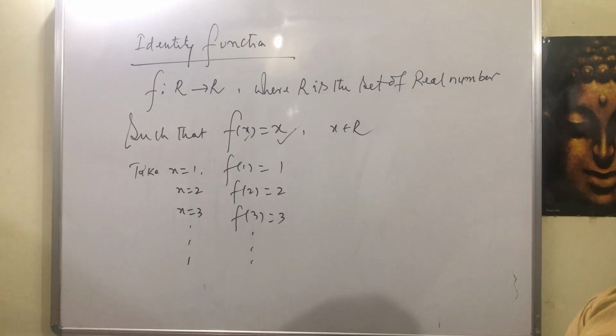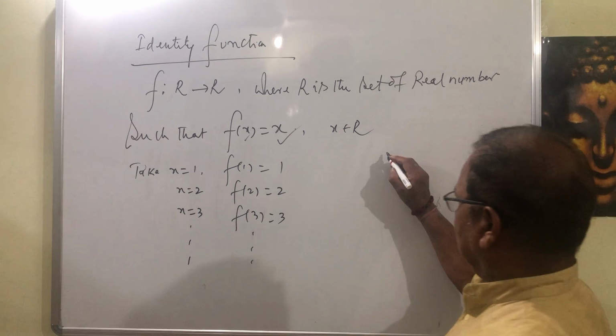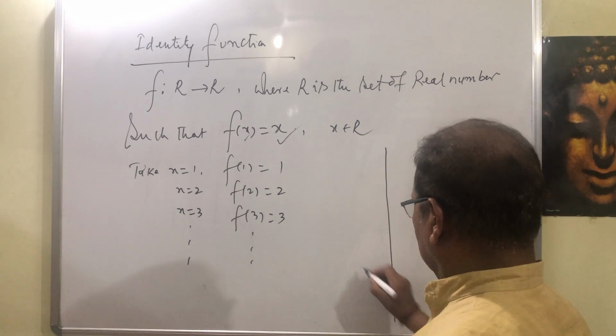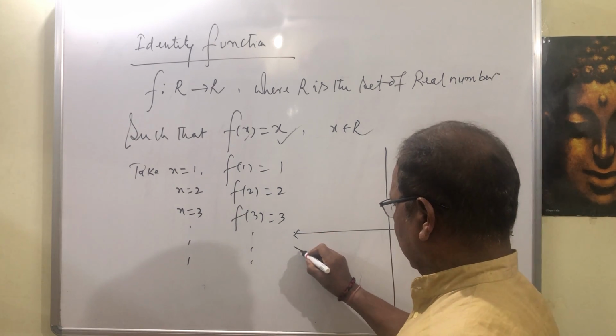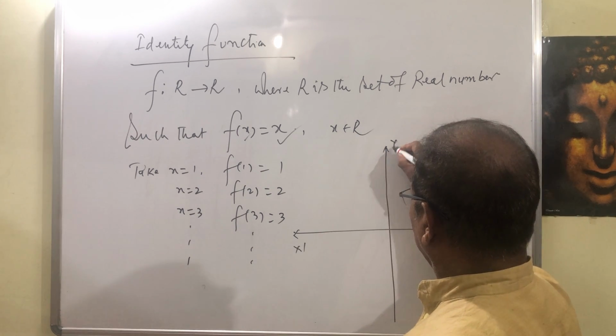Now if you want to show it through a diagram, let us have this diagram. Here is the case. This is the x-axis, this is negative x, and this is positive y, this is negative y.